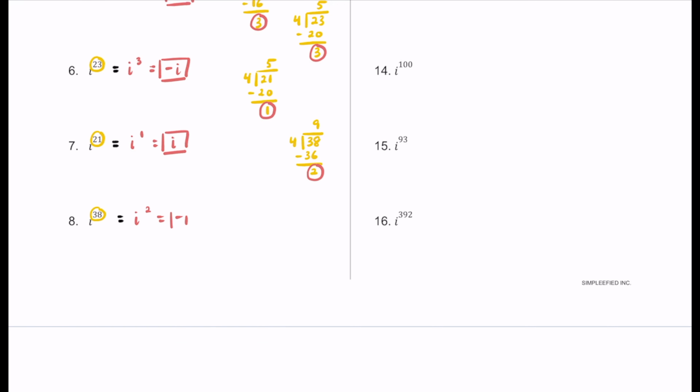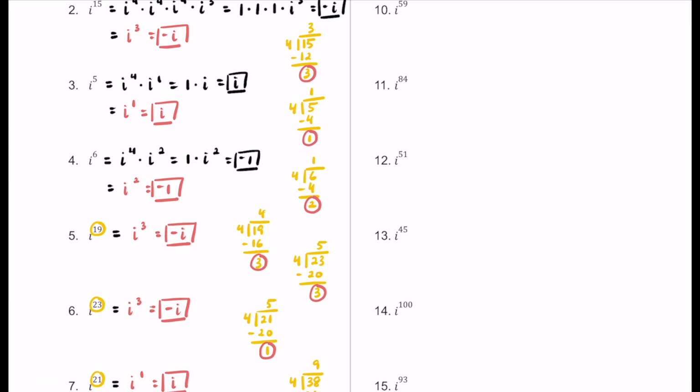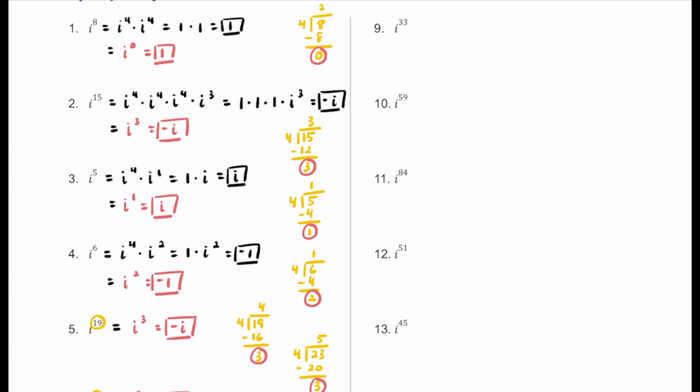So let's go ahead and put that in, and that would be our final answer, okay? We would have 9 of those i to the 4th powers, but they all become 1. So 9 1s multiplied together is still 1, and we have that i squared left, which is equal to negative 1. All right, moving on to number 9, let's give a few more a try here.